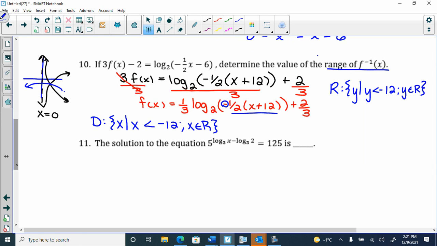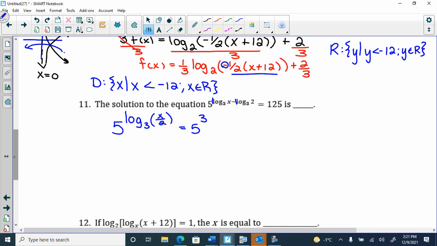Number 11. The moment I have bases, I will always check for common base. So this is very much like the other one. So we get 5 log. They're log base 3s. They have 1s in front. That's exciting. So I get log base 3 of x over 2 equals 5 to the 3. Then when I have the same base, I can actually set the exponents equal. So I get log base 3 of x over 2 equals 3. Convert to exponential. Base my log becomes base my exponential to the 3 equals x over 2. And then how do I get rid of a division of 2? Multiply. So it's 27 times 2, which is 54.